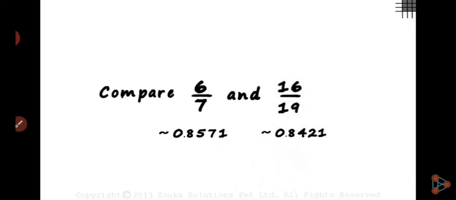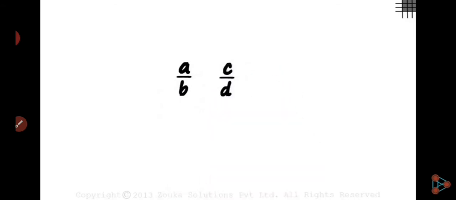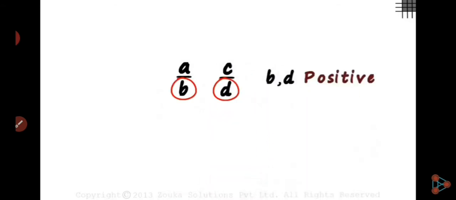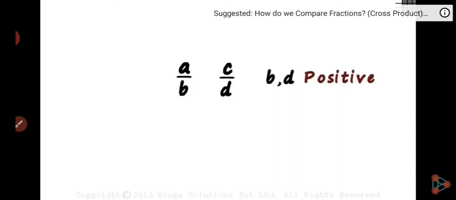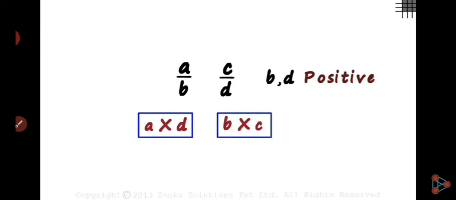Here, let's look at a simpler way to compare two rational numbers. Say we have two rational numbers, a by b and c by d. We assume that the denominators b and d are positive integers. To compare them, we just need to look at two products. First, the product of a and d, and second, the product of b and c. But what do we do with these products? How do these two products help us compare the two rational numbers?